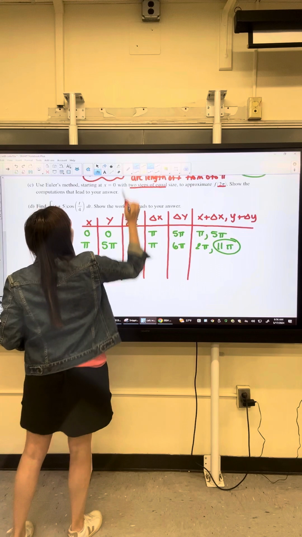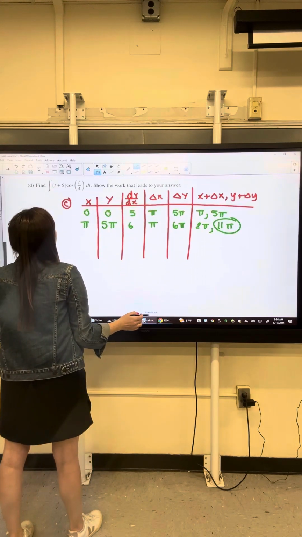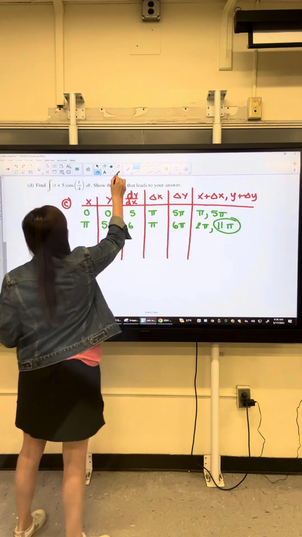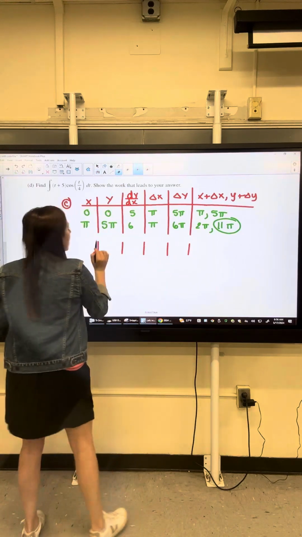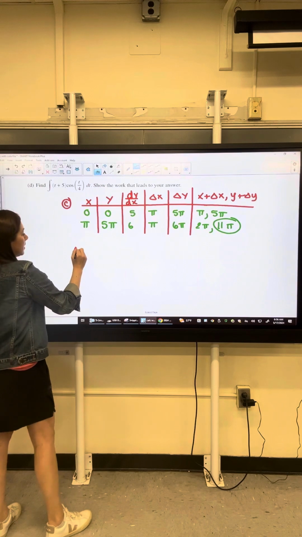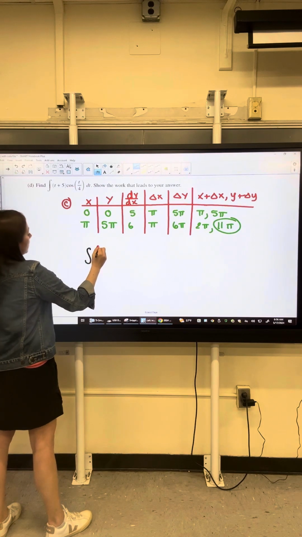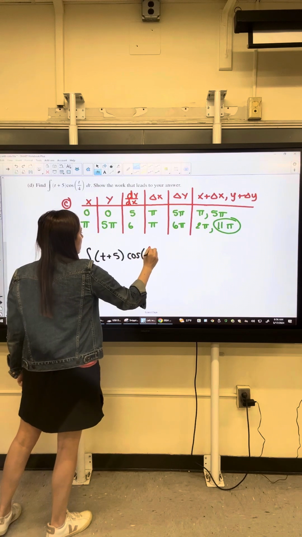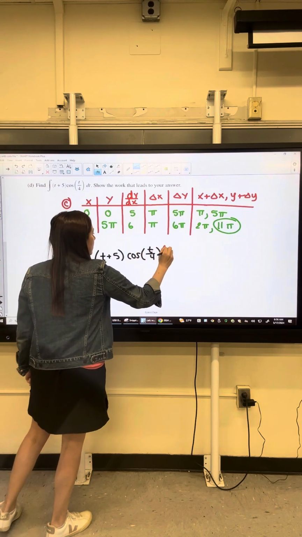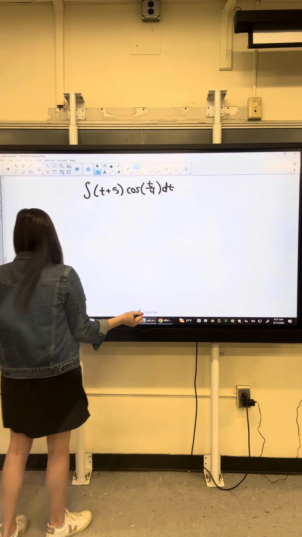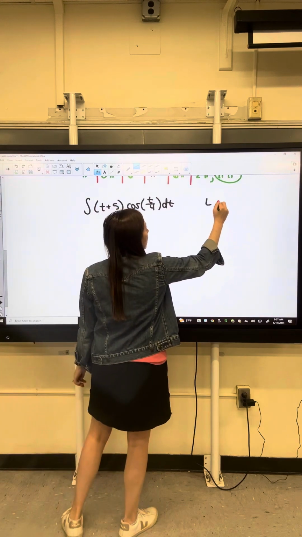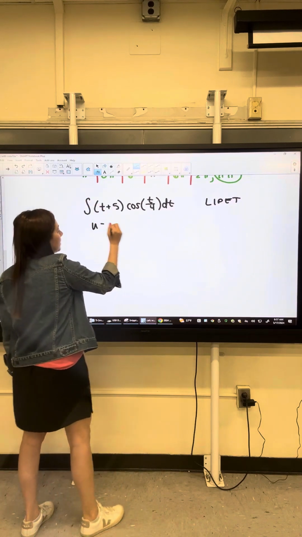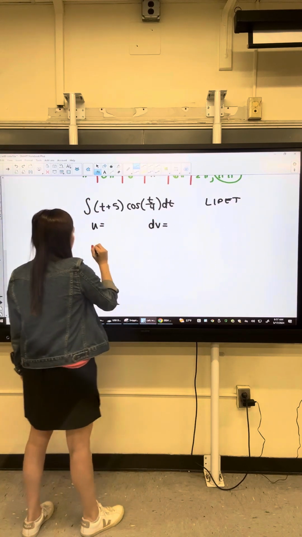Okay? And then letter D, I love. It's an integration by parts question, and it's pretty tricky because there's a lot of trig going on. So let's see what we got here. I'm just going to rewrite the question so I can scroll all the way down and have some space. Okay, so we're going to use LIPET to determine which one is going to be u. So you always want to set this up because this was worth credit.